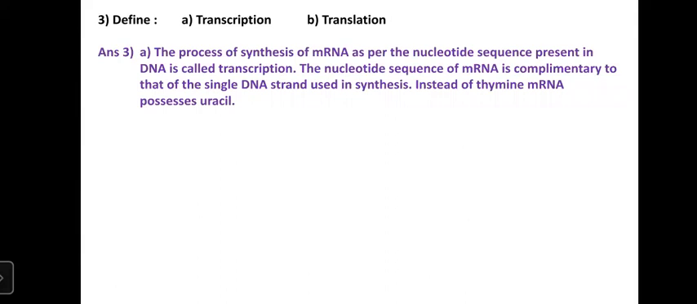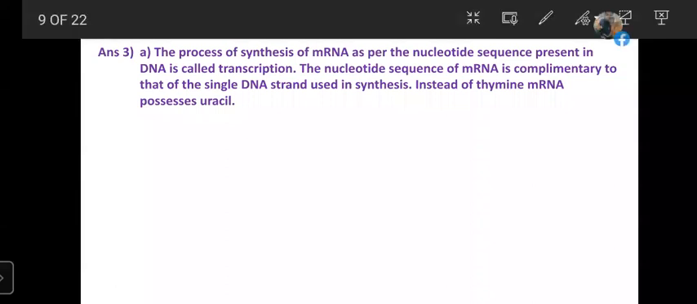Answer 3A. Transcription is the process of synthesis of mRNA as per the nucleotide sequence present in DNA, which is called transcription. So what happens here? mRNA is synthesized, and it is synthesized on the basis of the nucleotide sequence which is present in DNA. The nucleotide sequence of mRNA is complementary to that of the single DNA strand used in synthesis. Instead of thymine, mRNA possesses uracil. You have to remember this. So this is the definition of transcription.